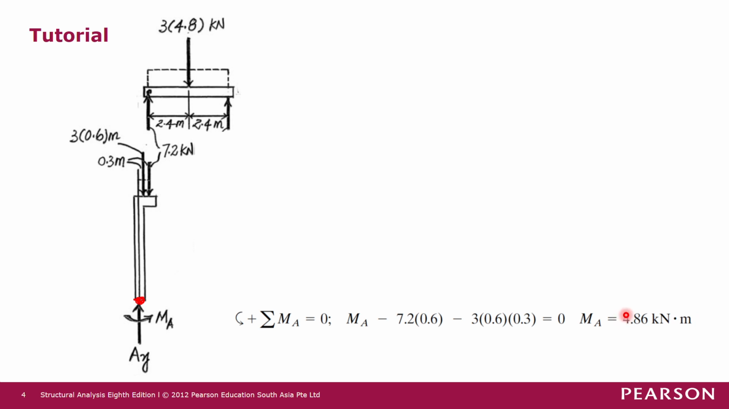The solution is positive, meaning that the direction of MA in the anti-clockwise direction that we assumed in the first place is correct. So MA is an anti-clockwise moment at joint A. That is part of the solution. This is the internal moment at point A. Now we move on to the next solution, which is the moment at point B.